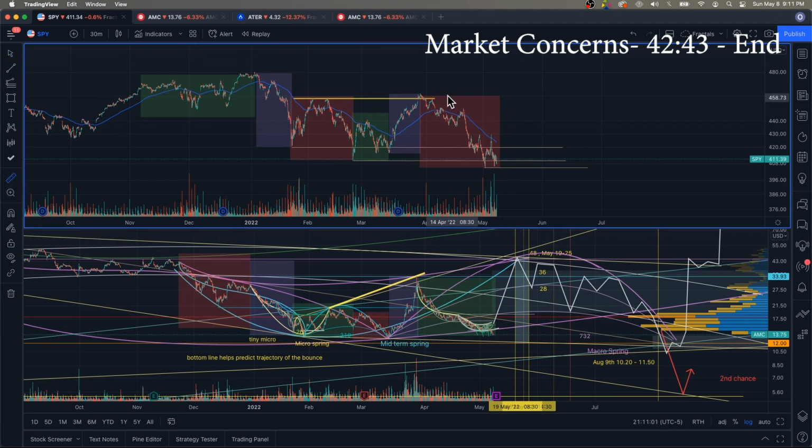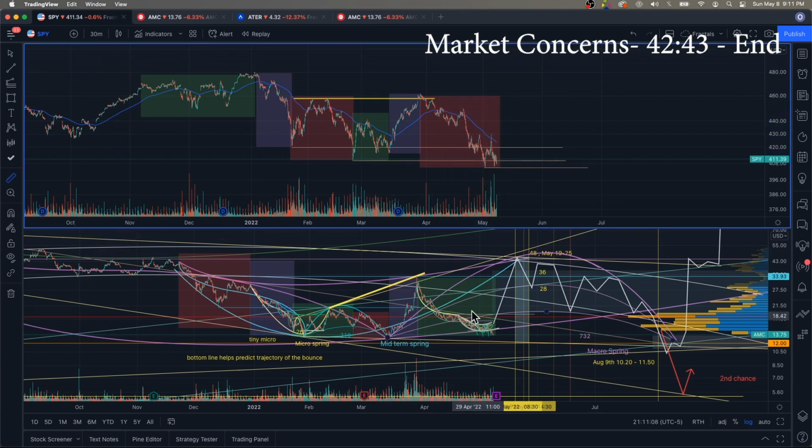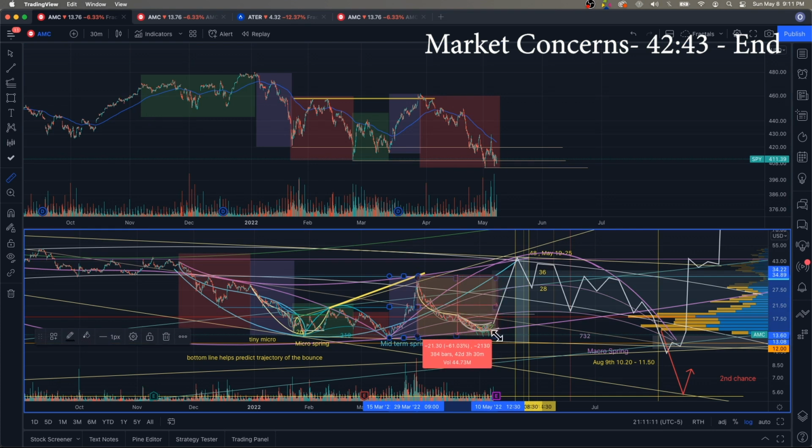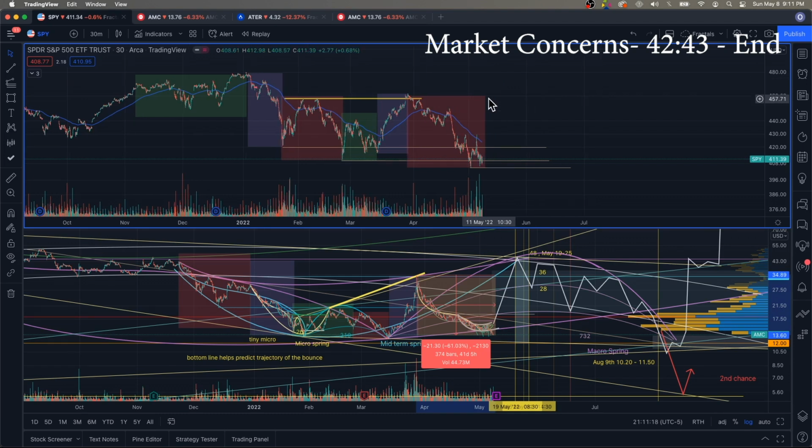If you look at the amount of travel that occurred here, this is 11%, and this is going to be a huge percentage, 61%. All right. It's still significant because the same amount of time passed. And even though AMC did fall farther, it didn't relative to itself compared to SPY.